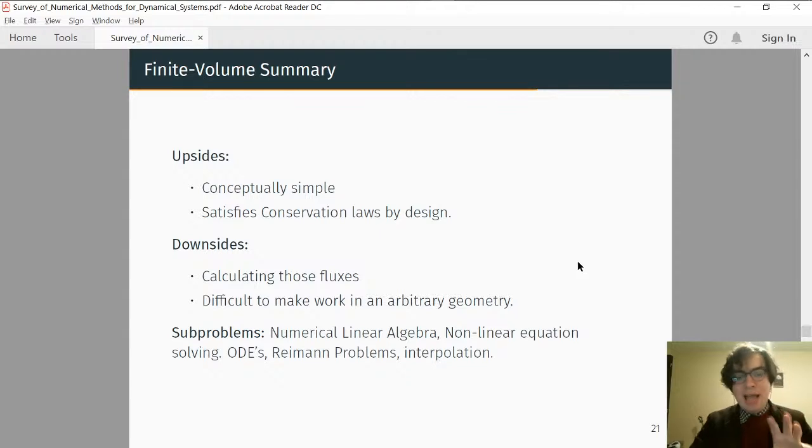And so this is what I use. So if we want to have a whole talk on that, I can derive these things for you. I can show you using the divergence theorem, Gauss's law, why they work. But they're very nice, simple. They make conceptual sense, and they conserve our quantities by design.